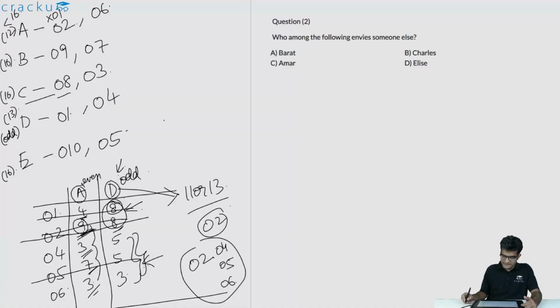Who among the following envies someone else? Amar envies someone else. That is how we could actually deduce that Amar did not get 16, because we knew for sure that Amar is envious of Bharat.